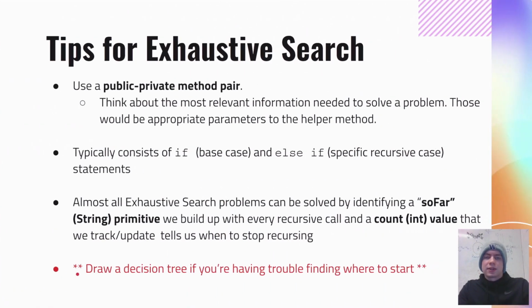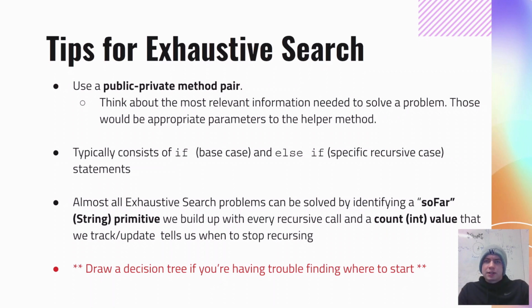Tips for exhaustive search. We almost always want to use a public-private method pair, as it's good convention, and we can tell exactly which public method our private helper method, usually with more parameters, belongs to. Almost all exhaustive search methods will have an if base case and an else if specific recursive case. And this will allow us to handle the implicit base case, where we'll only keep recursing if we can still generate a valid base case answer.